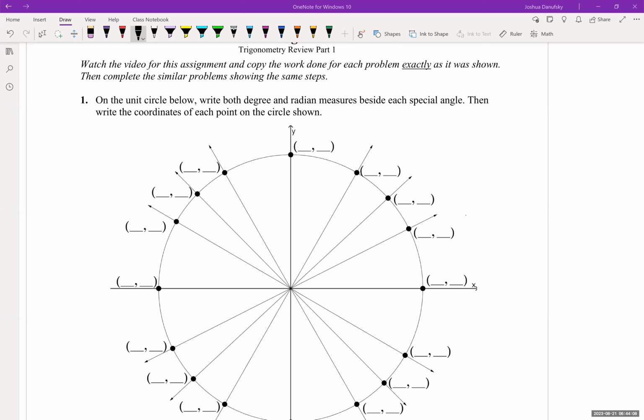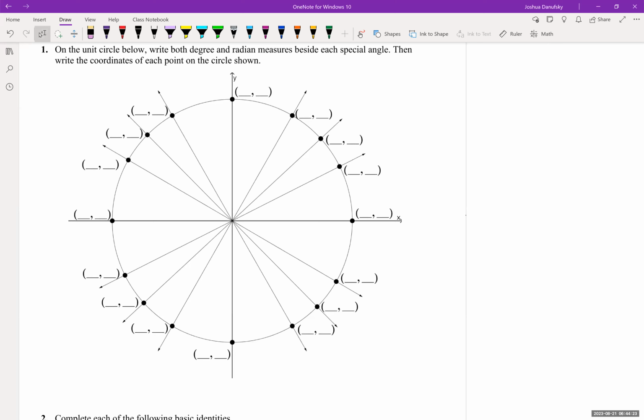Hi, everybody. In this video, we're going to do some trigonometry review. We're going to look at the unit circle. We're going to look at evaluating trig functions at different values around the unit circle. So to get started, first, let's make sure we can generate the unit circle.